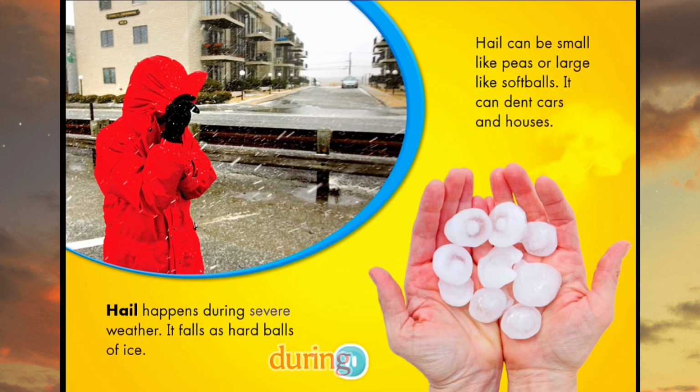Hail happens during severe weather. It falls as hard balls of ice. Hail can be small like peas or large like softballs. It can dent cars and houses.